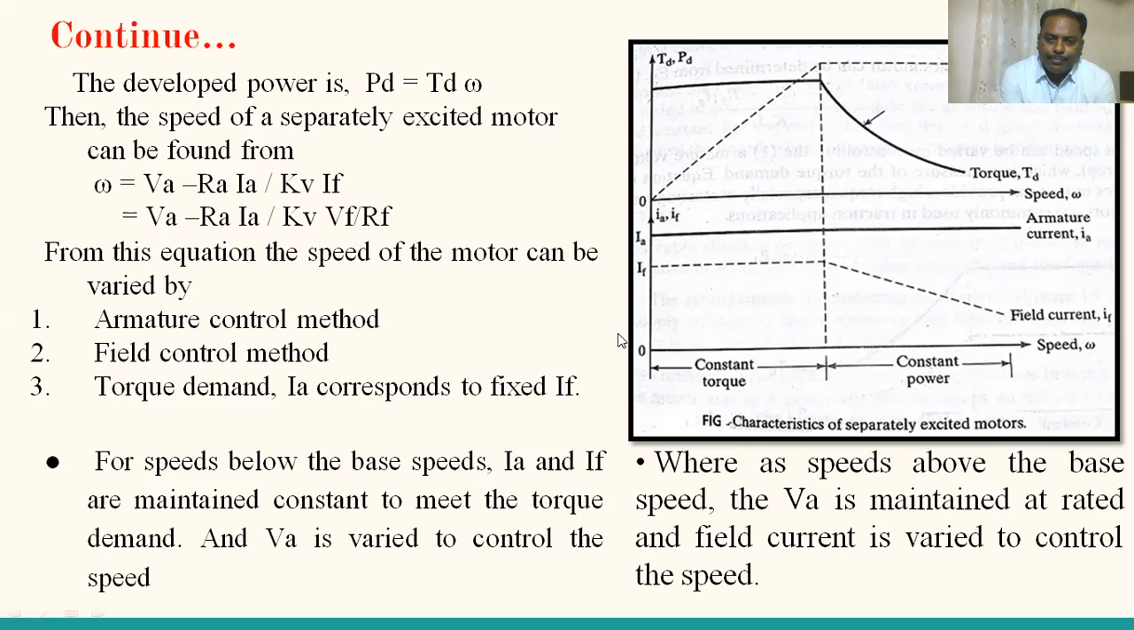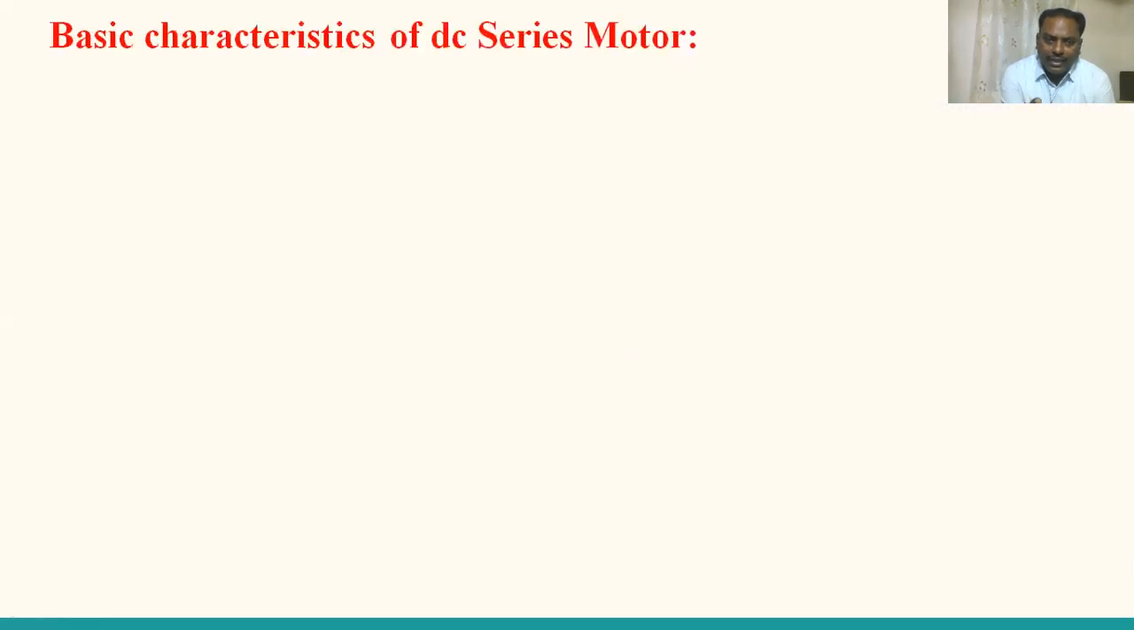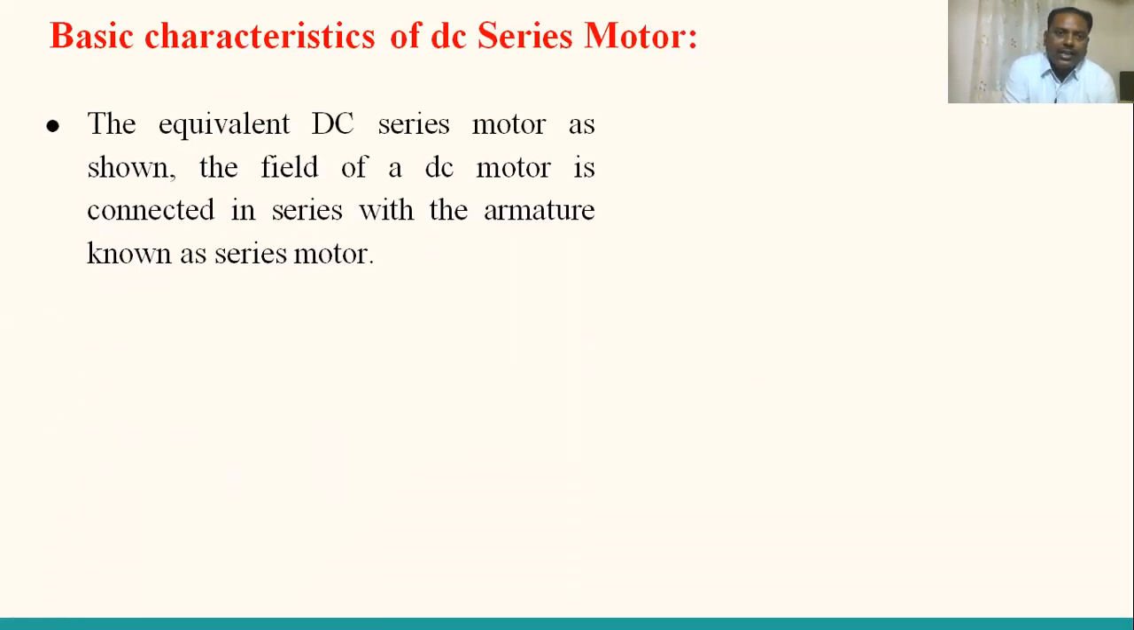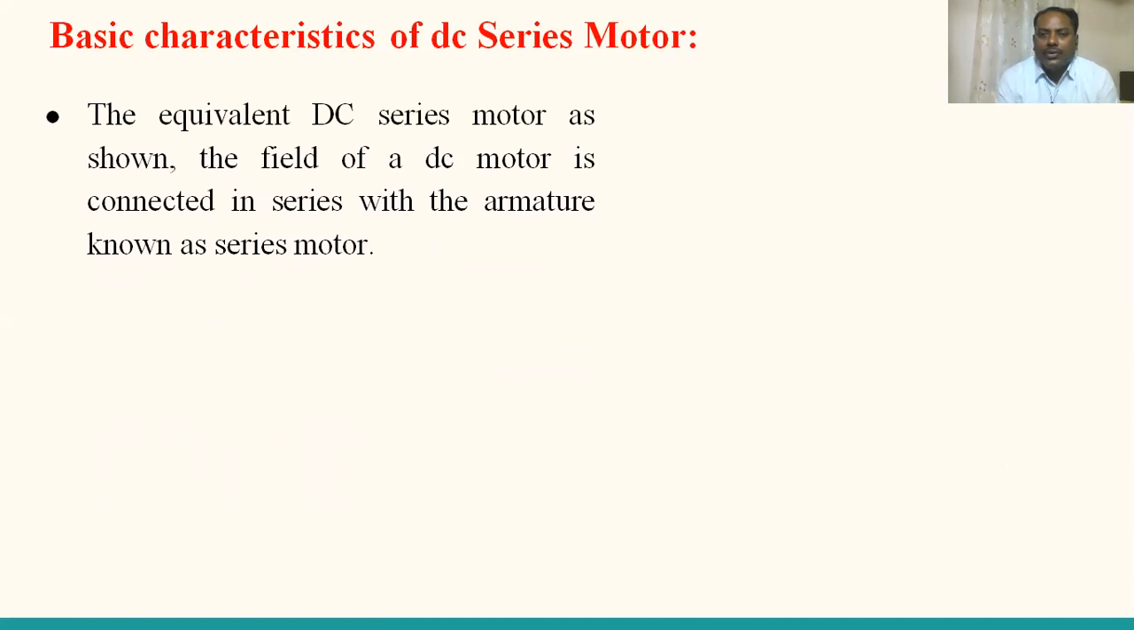Similarly, we have the basic characteristics and equations belonging to the series motor. Let us have a look at what the series motor is, and when we prefer it. Particularly when high torques are required in terms of the output power, series motors are to be preferred. So the equivalent DC series motor is as shown. The field of the motor is connected in series with the armature. That is the reason such motors are known as series motors.